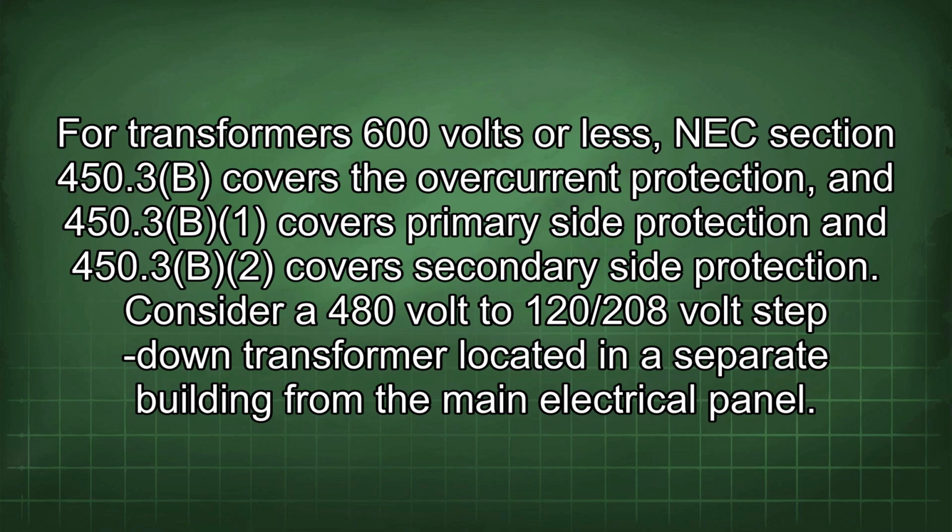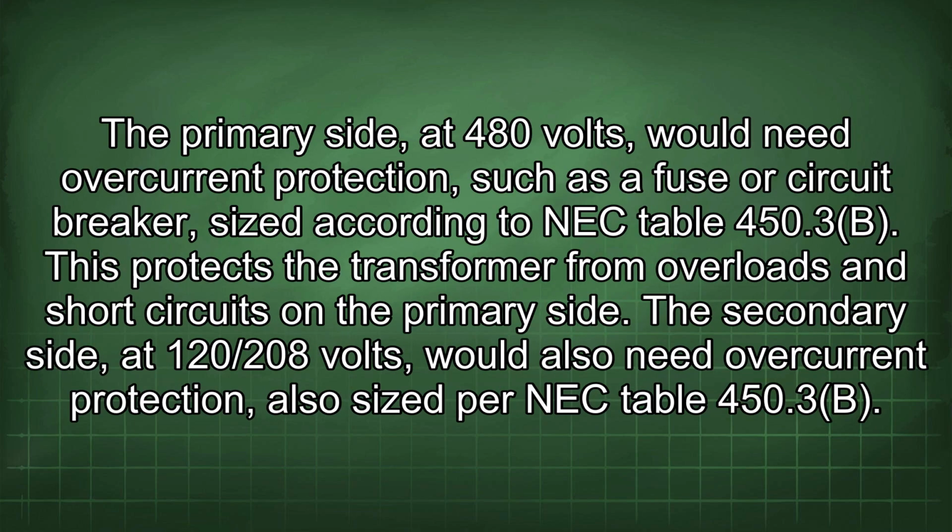Consider a 480 volt to 120/208 volt step-down transformer located in a separate building from the main electrical panel. The primary side, at 480 volts, would need overcurrent protection such as a fuse or circuit breaker, sized according to NEC table 450.3(B). This protects the transformer from overloads and short circuits on the primary side.